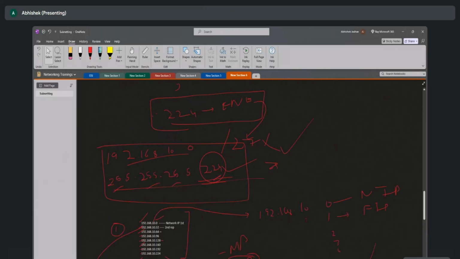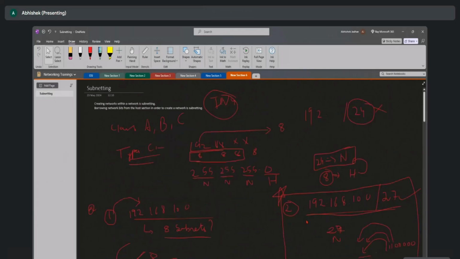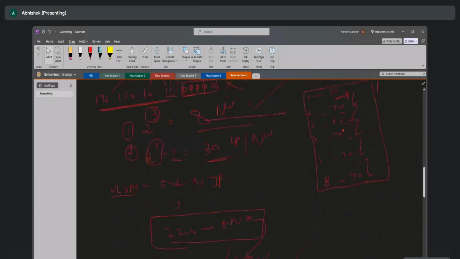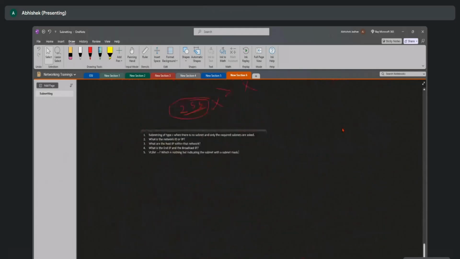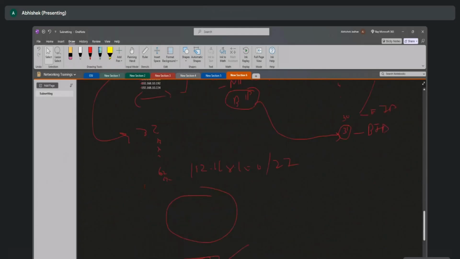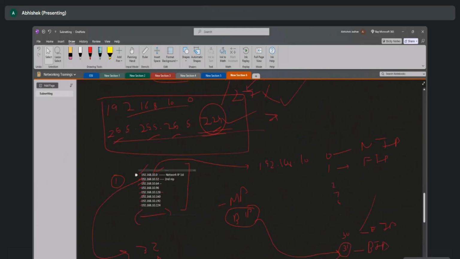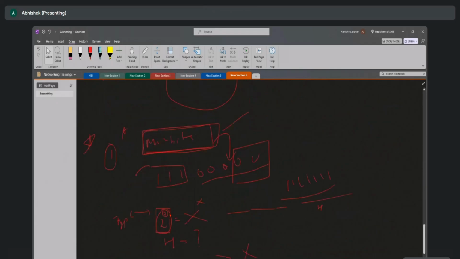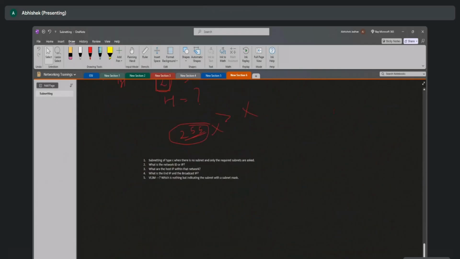Now the next part of the question, I will not cover today. What I'll do is I'll give you a few questions to resolve. Tomorrow we'll discuss what the answers are, what IPs you have got, what usable hosts you have got, and accordingly we'll move on with the next question type.